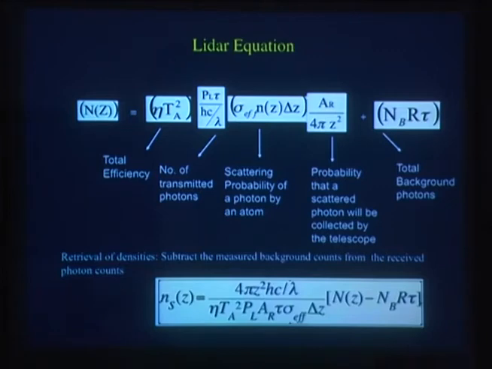So I'm not going into the Lidar equations. We should see how the densities are derived from the resonance signal, but we have looked at this equation many times. This equation gives the total photon count. So by subtracting the background, we get the densities, n(z). So we can get the densities.